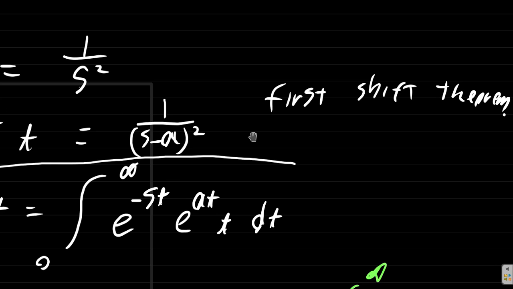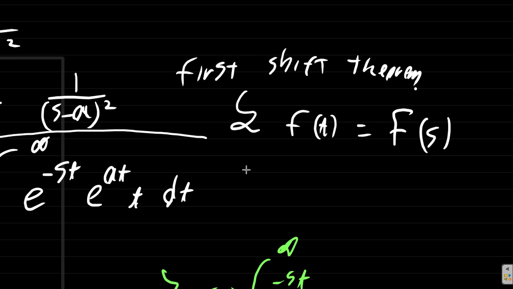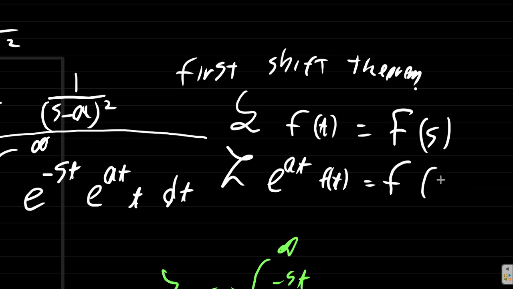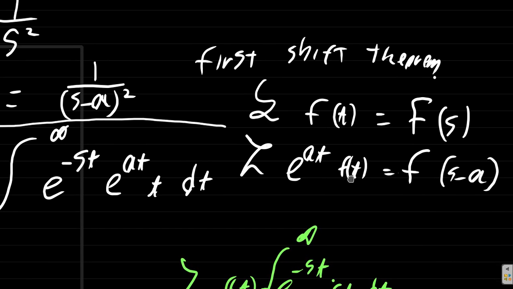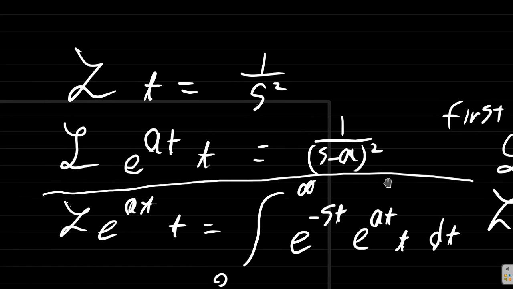So here, what we have is that the Laplace transform of a function of t equals some function of s. But the Laplace transform of e to the at times a function of t becomes a function of s minus a. So that is one example of what comes from the first shift theorem.